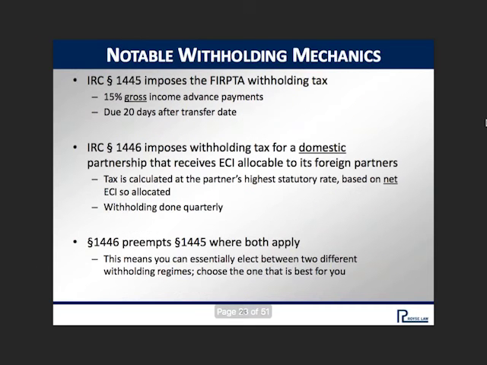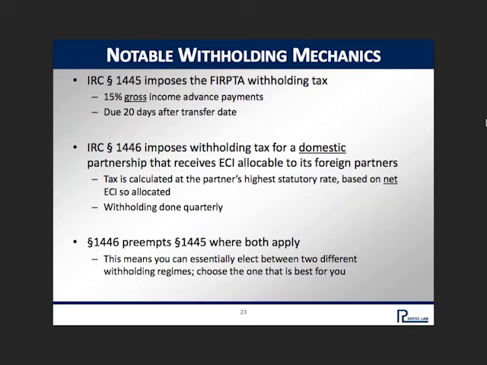As I've noted earlier, FIRPTA includes a withholding mechanism, 15% of gross withholding under Section 1445, which is due 20 days after the transfer date. An interesting thing is that U.S. partnerships have their own withholding regime. If a U.S. partnership has ECI and allocates it to a foreign partner, that domestic partnership has to withhold tax equal to the net ECI allocated to the foreign partner times that partner's highest statutory rates. And this withholding is done quarterly rather than 20 days after any transaction.